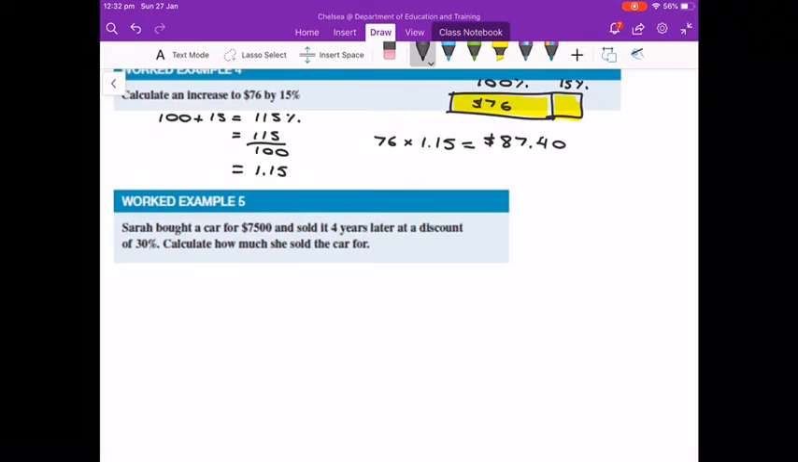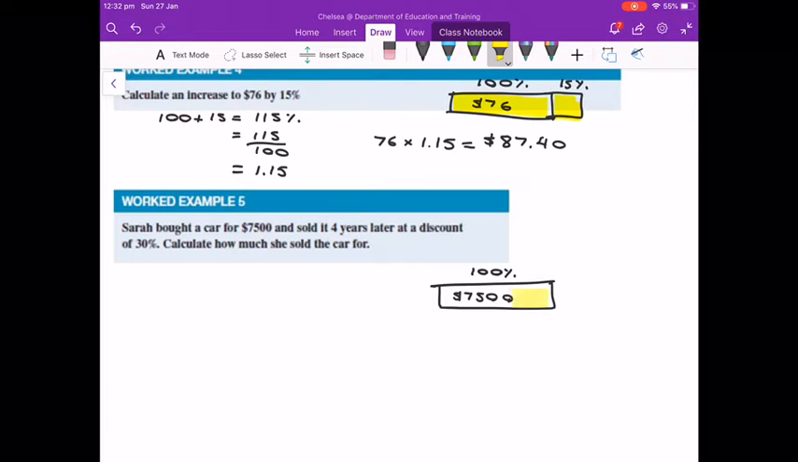Sarah bought a car for $7,500 and sold it 4 years later at a discount of 30%. Calculate how much she sold the car for. So the car was originally $7,500 and that formed 100%. But we are discounting it or decreasing it by 30%. So we're actually making it smaller by 30%.